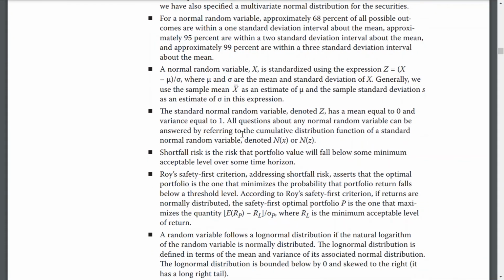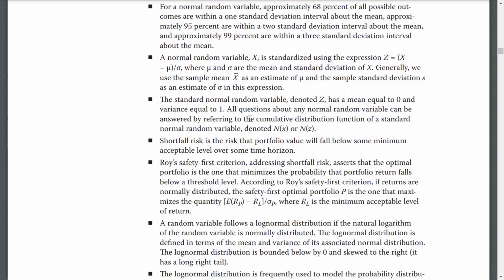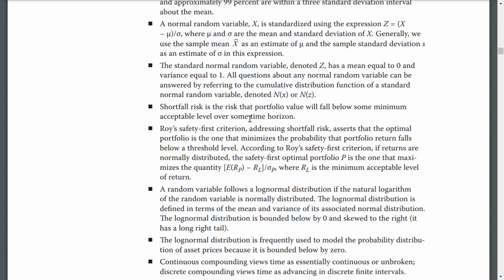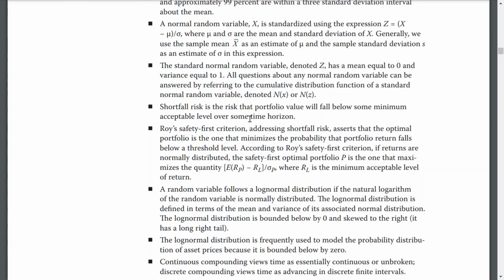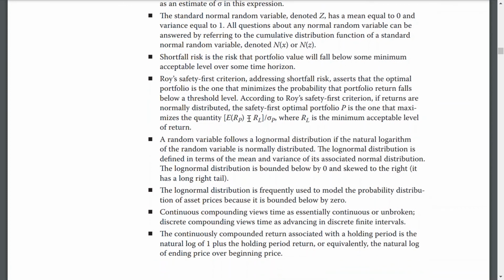A normal random variable x is standardized using the expression z equals x minus mu divided by the standard deviation, where mu and standard deviation are the mean and the standard deviation of x. Generally, we use the symbol x bar as an estimate of mu, and the sample standard deviation s is an estimate of the standard deviation in the expression. The standard normal random variable, denoted z, has a mean equal to 0 and variance equal to 1. All questions about any normal random variable can be answered by referring to the cumulative distribution function of a standard normal random variable, denoted N(x) or N(z).